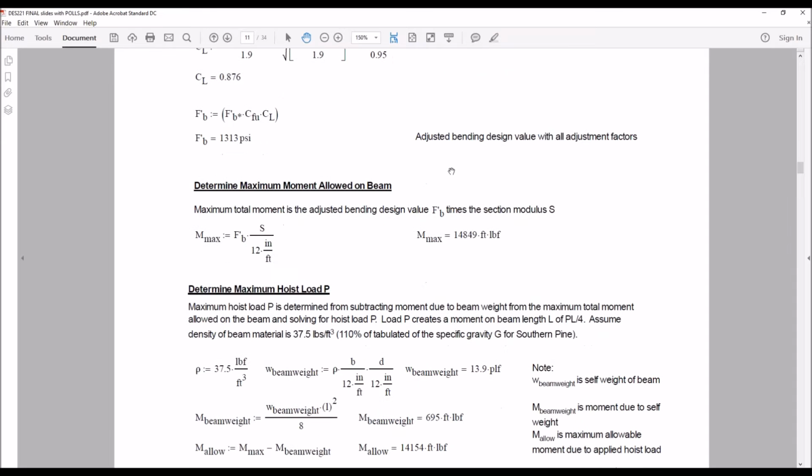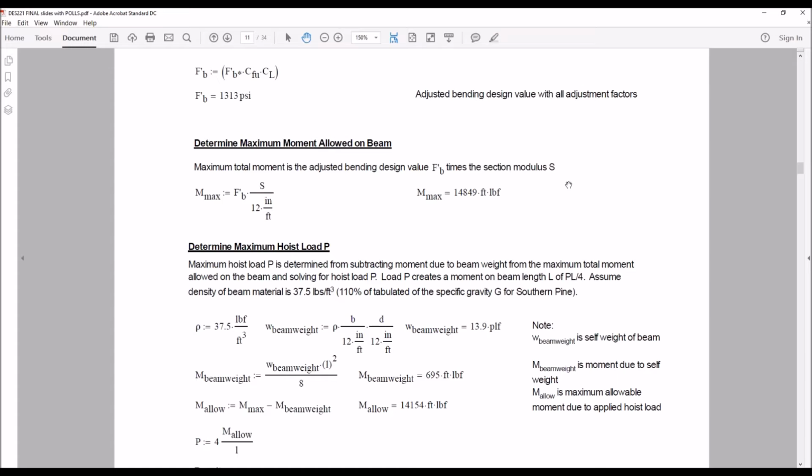Whew, but we're not done yet, right? We have to now determine what is the maximum total moment that this member can support. That's going to be based on our formula. We're going to reach way back to our mechanics of materials class in school, and our bending stress is equal to the moment divided by the section modulus. If we rearrange that formula, we can determine the maximum moment based on our section modulus and our allowable design stress.